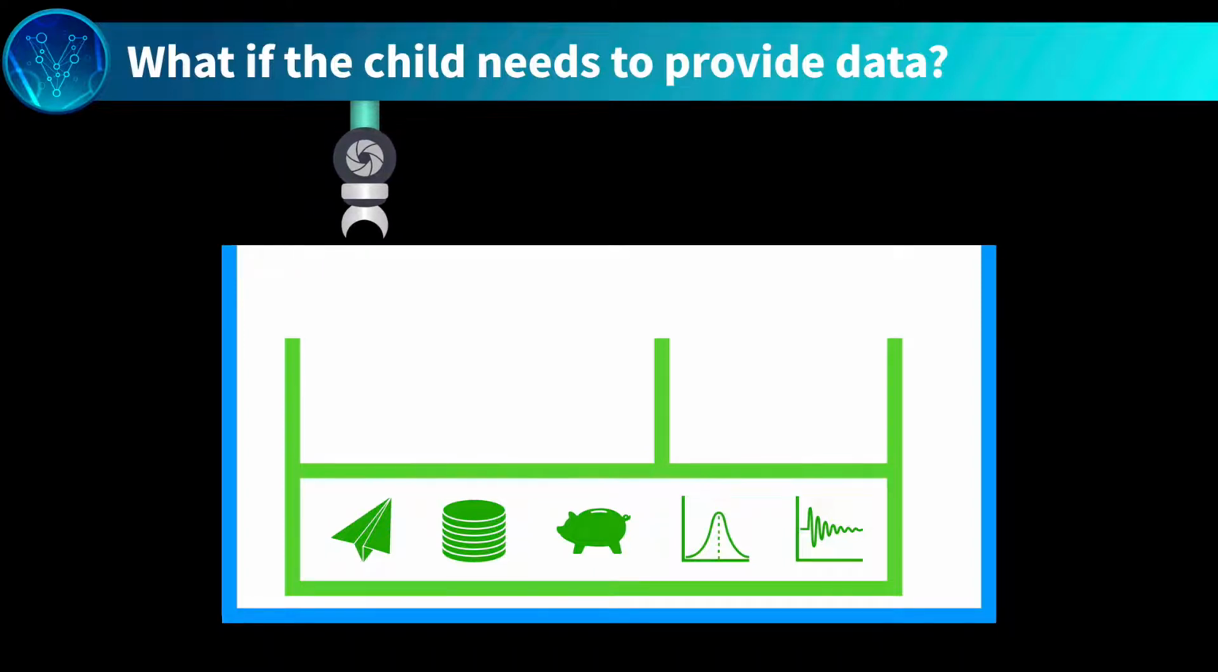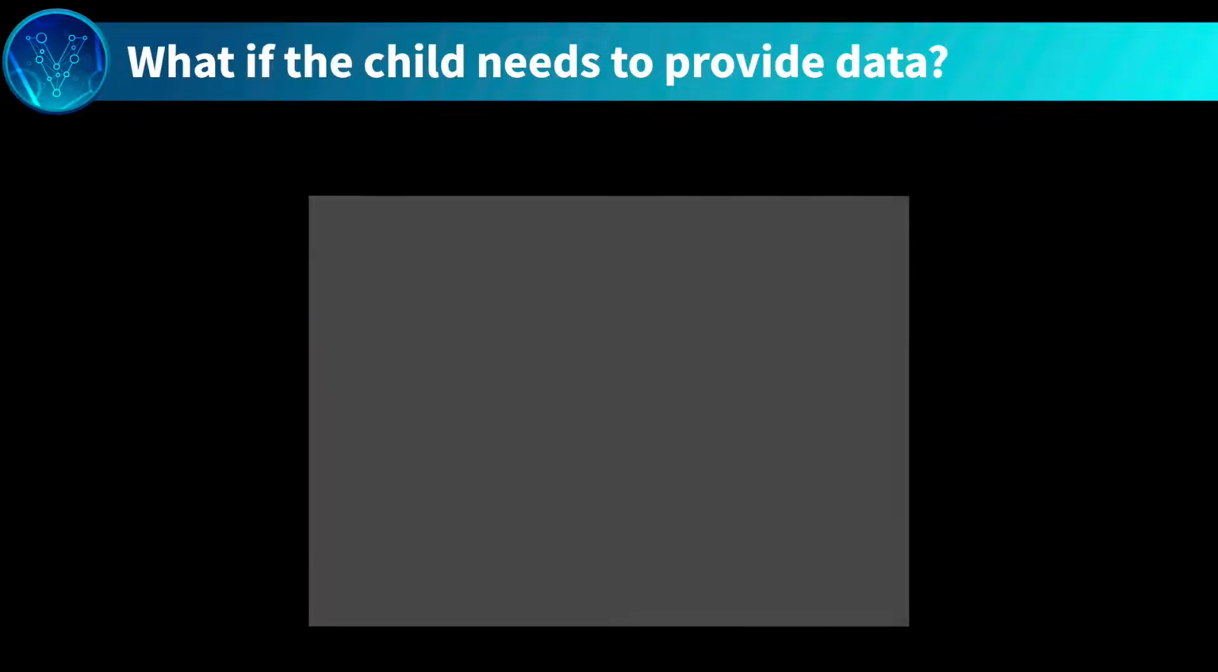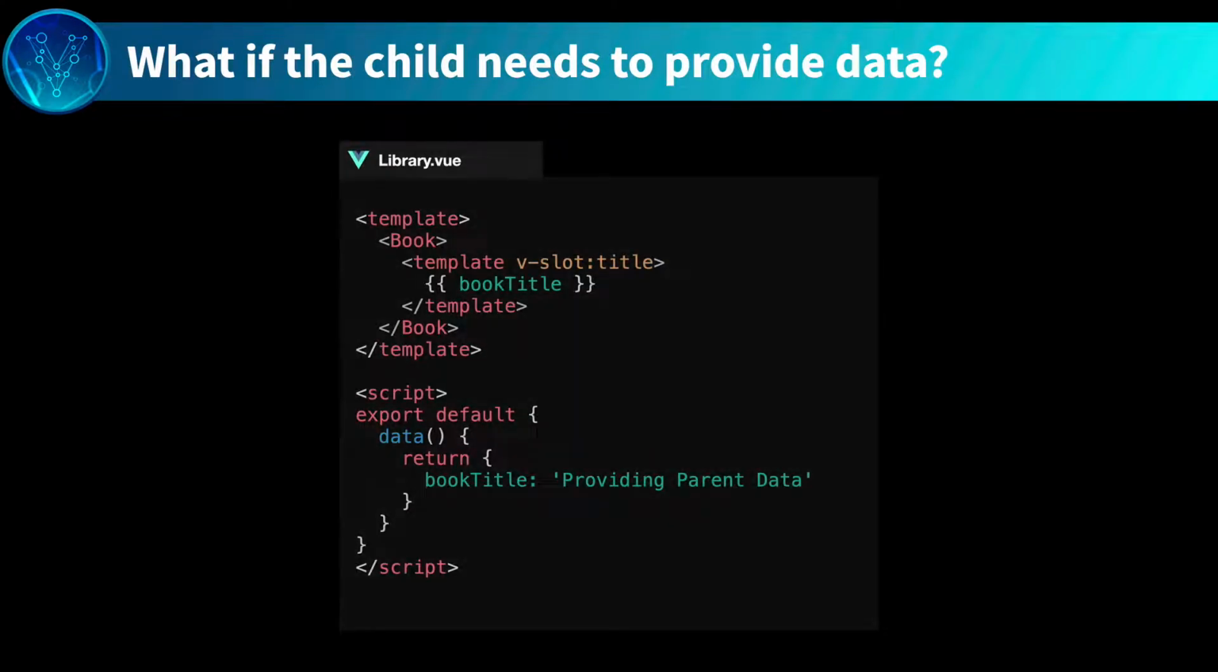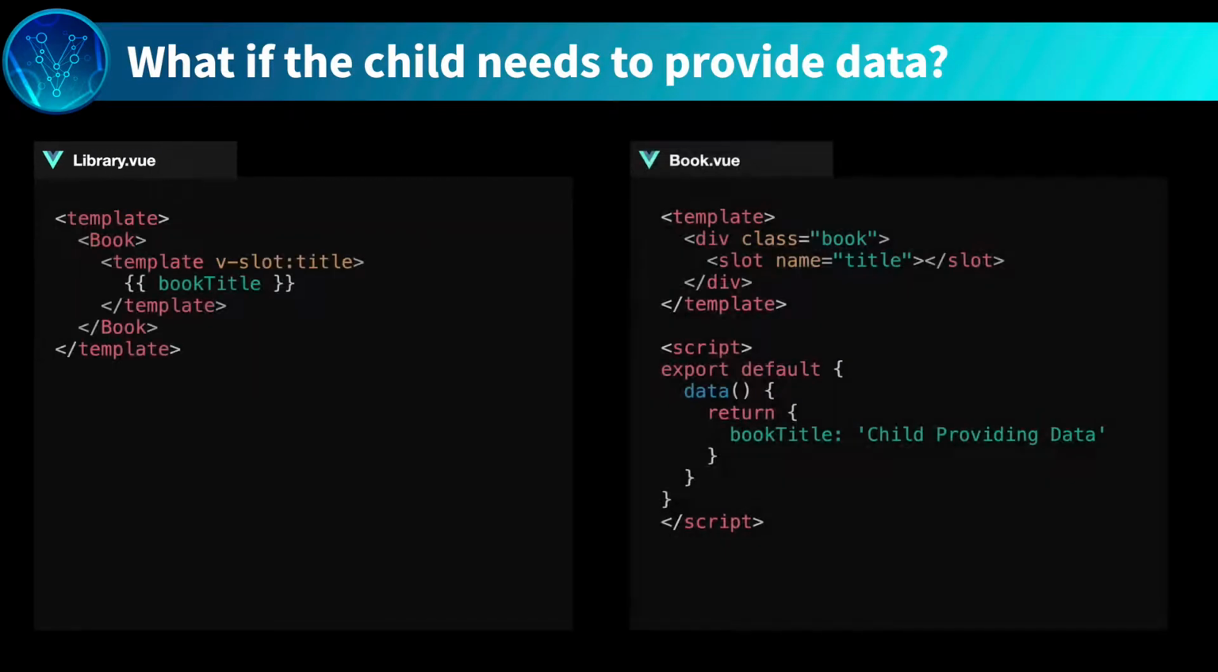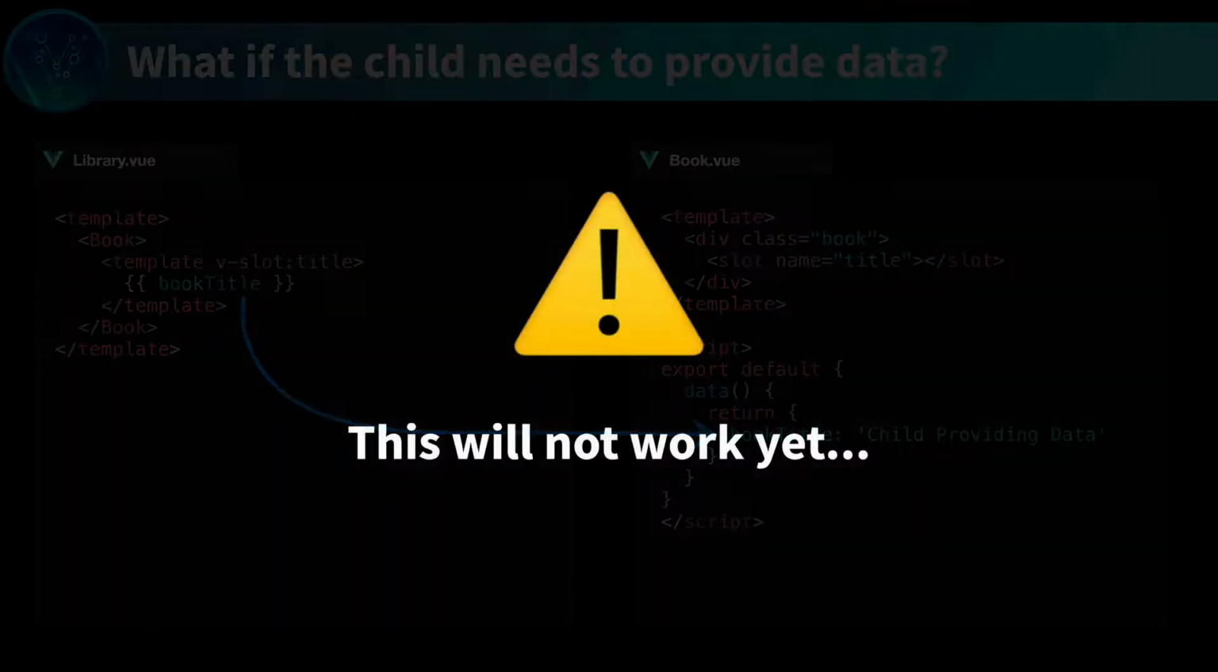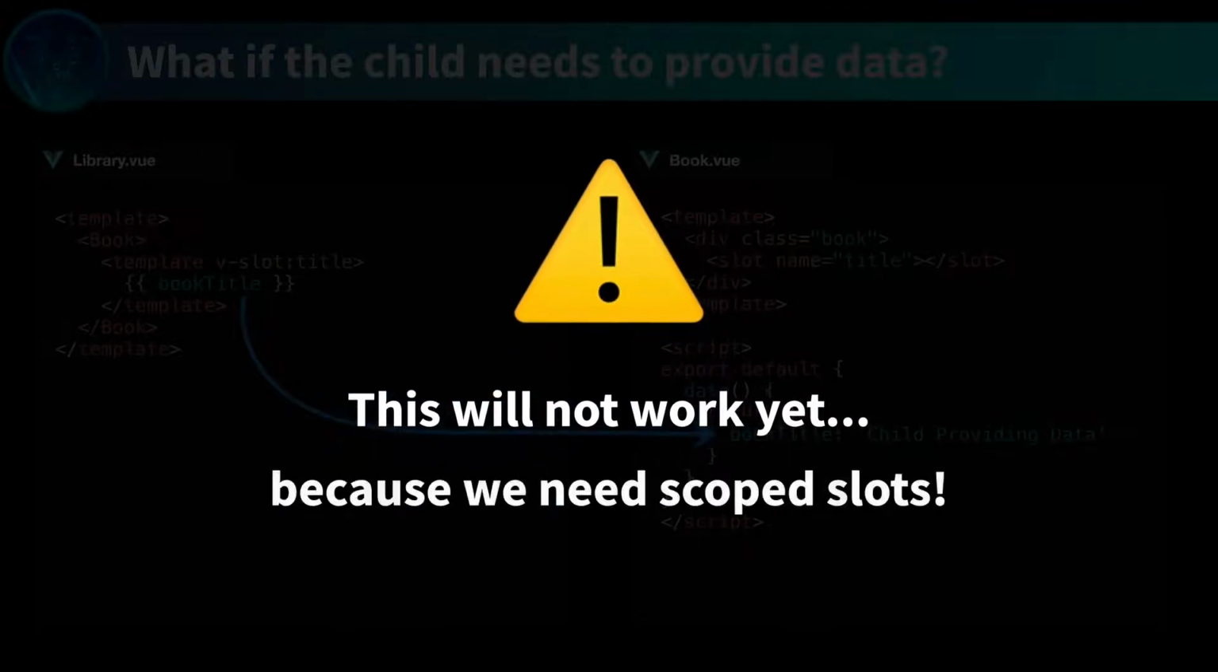However, the issue becomes what happens when the child needs to provide data instead of the parent. Unfortunately, at this time, we don't have the techniques needed in order to access the child's data inside of the slot template. Translating this to code, we have a library.vue component here that takes the book title from its data store and populates the v-slot title inside of our book component. However, in the event we want to populate our book title using the data coming from our book.vue component, you might think it would work something like this instead, where you can refer directly to the data store. Unfortunately, this won't work yet. This is why we need scope slots.